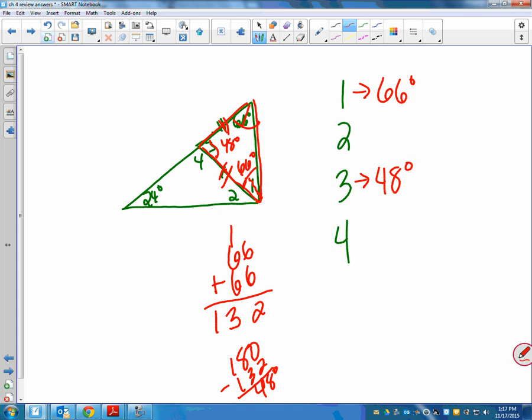So now that I know angle 3 is 48 degrees, what else could I find? Because what do I know about 3 and 4? They're a linear pair, which means we can just take 180 minus 48. Also, at the very beginning of chapter 4, we learned the exterior angle theorem, right? Angle 4 adds up to those other two angles too. But either way you get angle 4, you should get 132, or 180 minus 48.